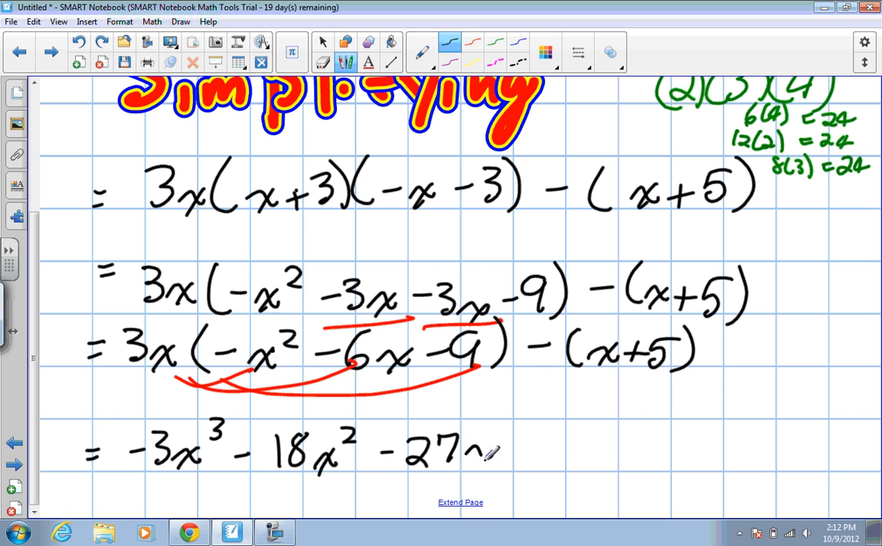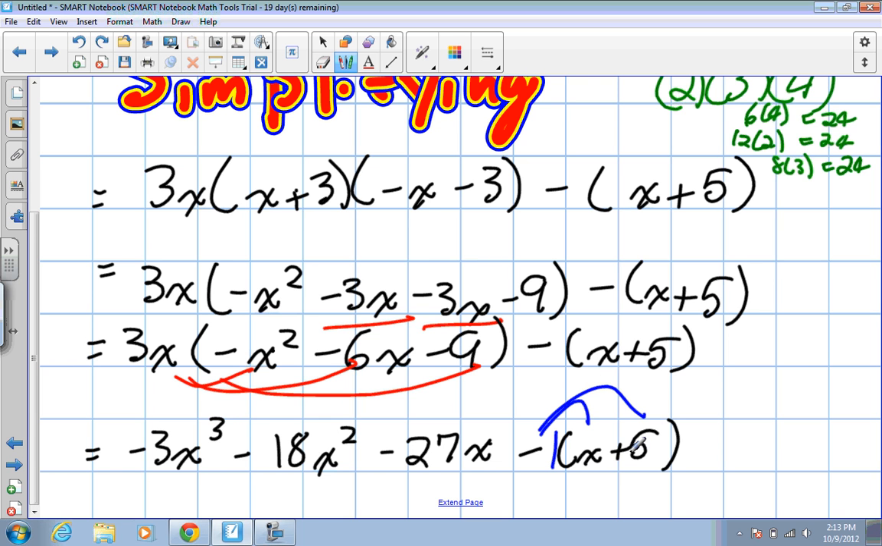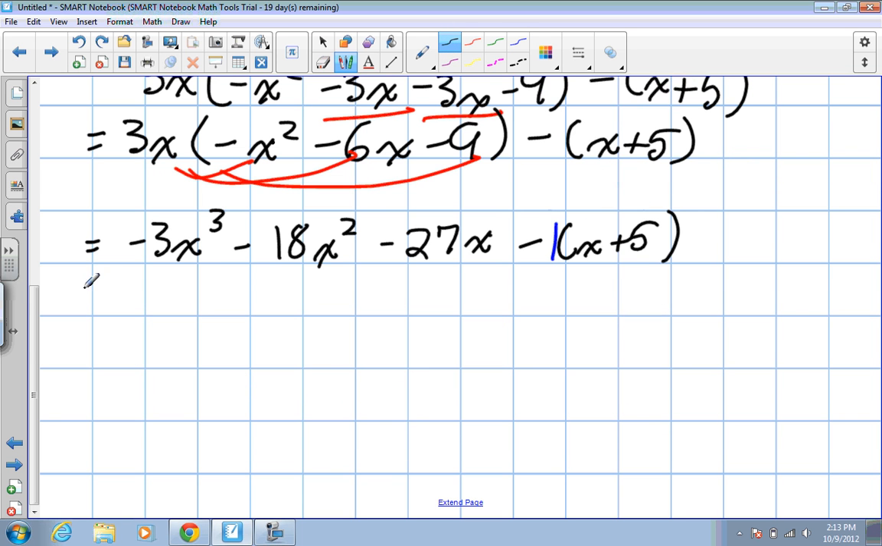Now, don't forget the rest of this question still says subtracted by x plus 5. This negative term, think of it as if it's a negative 1 outside of the brackets. We have to distribute that negative term inside both of these. So when I multiply that negative term inside, it's going to change what was inside the brackets. So leave what we have here, negative 3x cubed minus 18x squared minus 27x. Negative 1 times x is negative x. Negative 1 times 5 is negative 5.